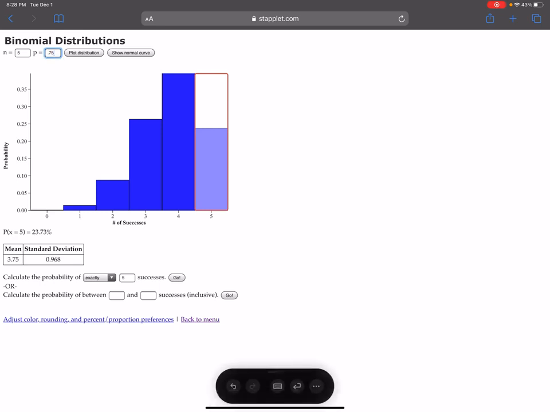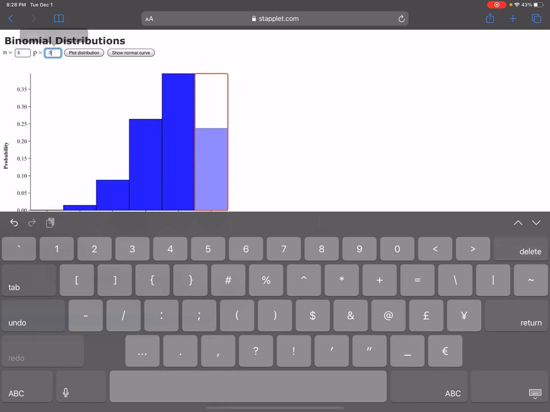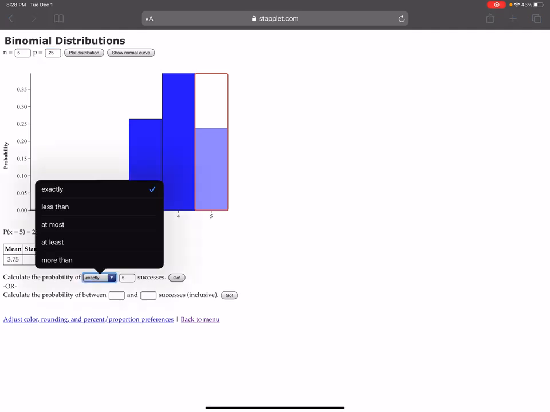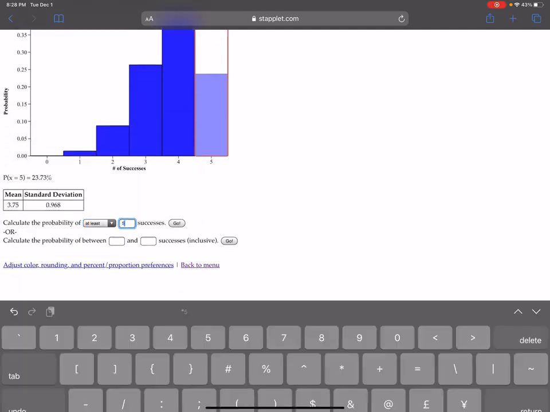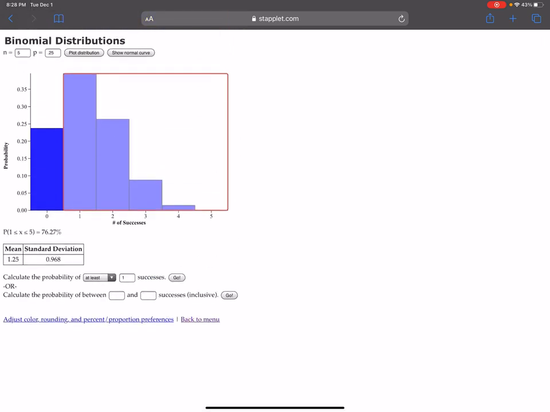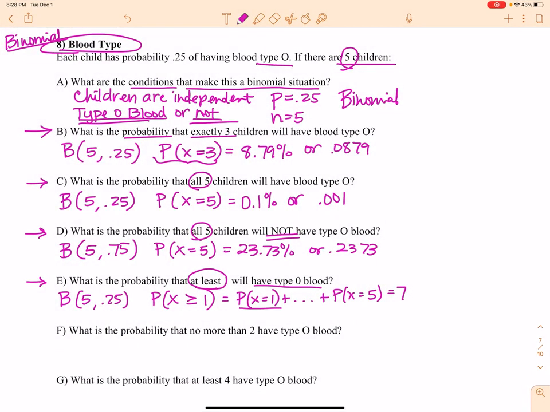All right, so now I am going to go back to Stapplet, and in my probability, I'm going to change that back to 0.25. And now what I'm going to do is down here in my pull down menu, now I have to change it. So if I'm dealing with at least one, I'm going to choose at least one and then put the 1 in, push go. I get 76.27%. So 76.27% or 0.7627.